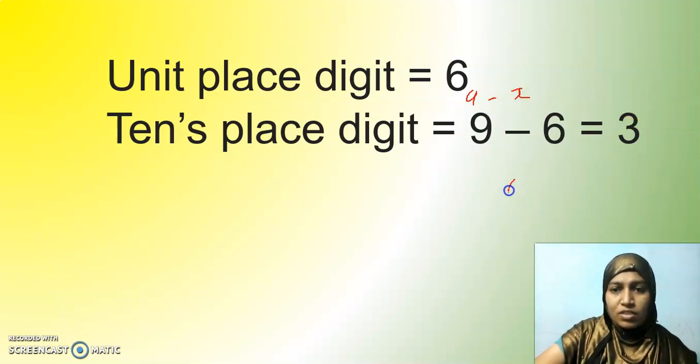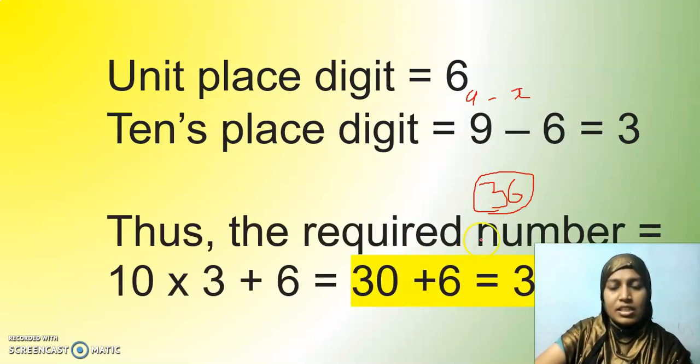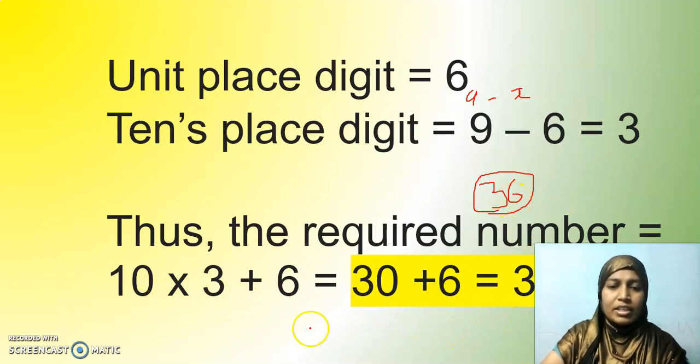In units place we have 6. In tens place we have 3. So our answer is 36. The number is 36. Is it clear? That's the required number, 36. You can go in this way or write directly. Both are right. Okay, so this is not something special.